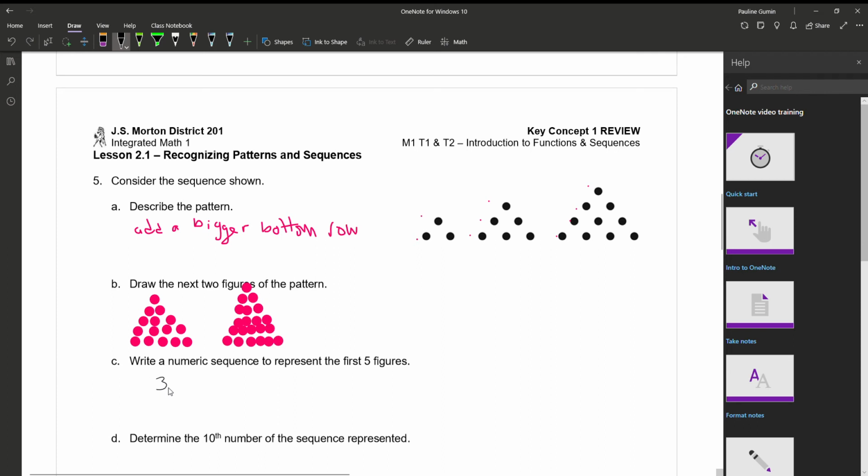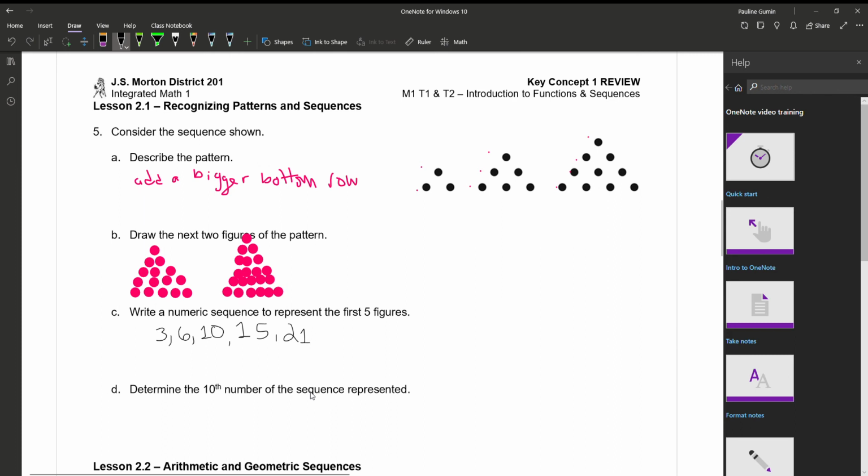So 3. The image after that has 6 dots, then 10, then the one I drew has 15, and then the next one has 21. Now, how did I know that without actually counting the dots? Well, yeah, sure, I did memorize it, but check it out.